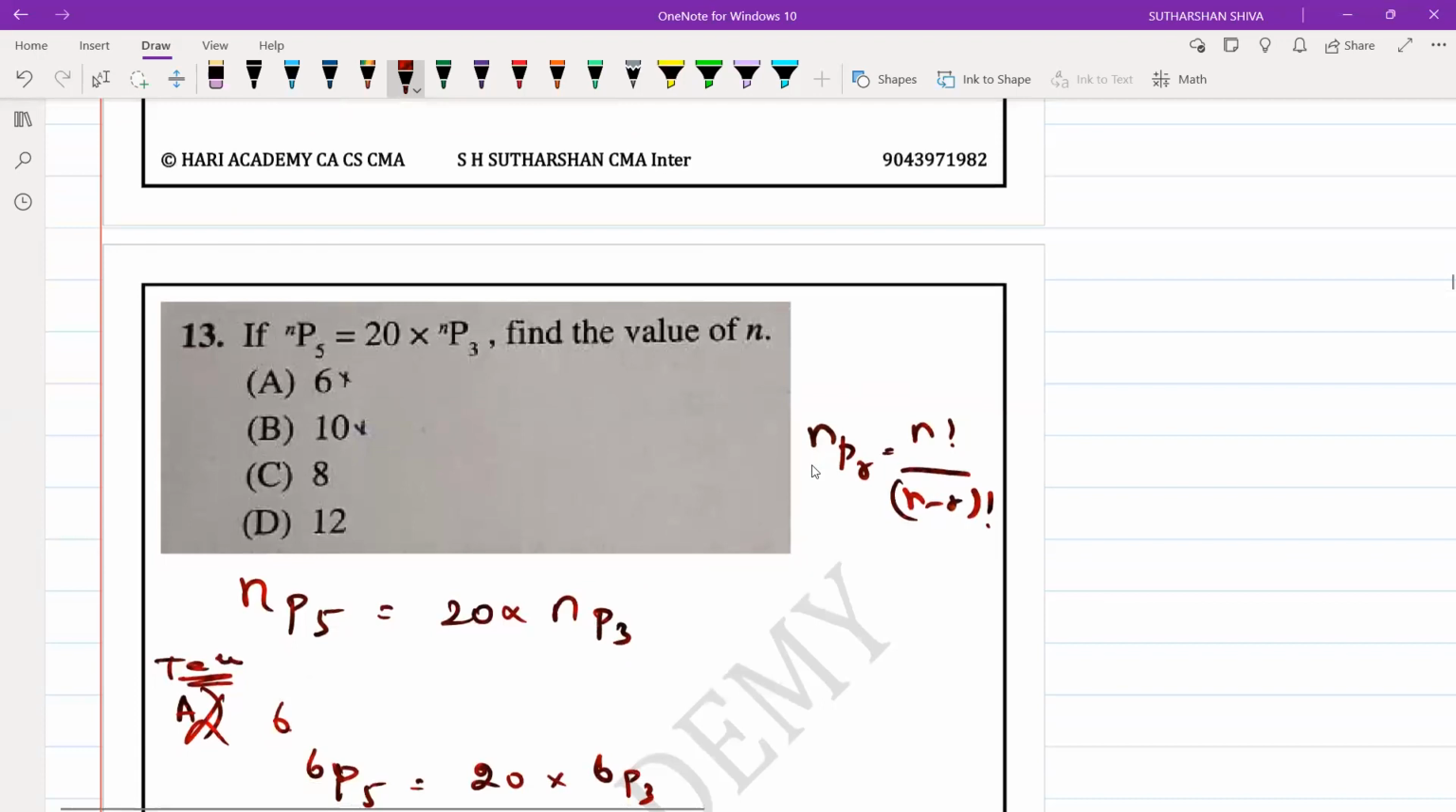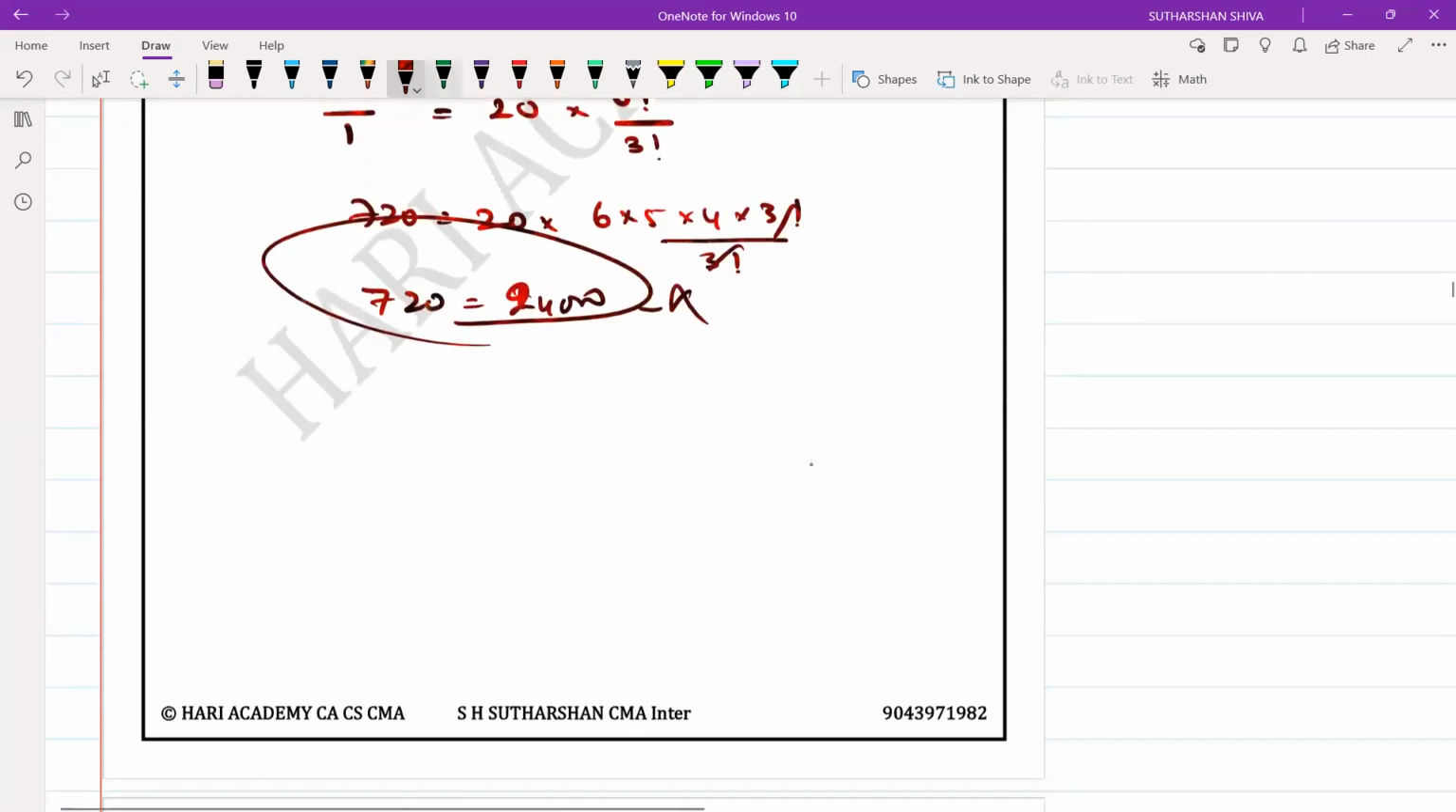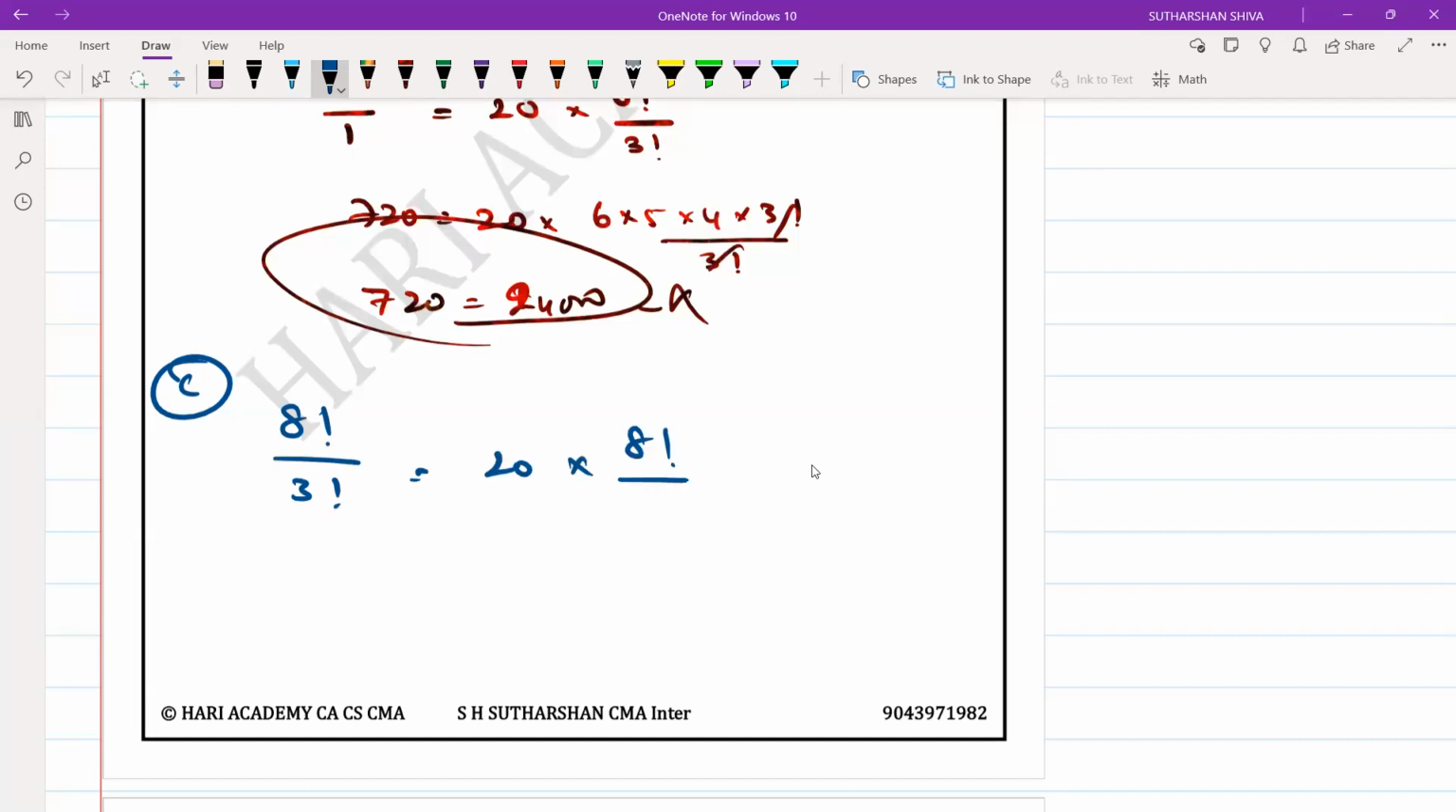Next, what is the next possible number I will get? After 6, I am going to try with option C. What is my option C? Option C is the same thing. 8 factorial divided by 3 factorial is equal to 20 into 8 factorial divided by 5 factorial. So now what I can do, this 8 factorial, what is the 8 factorial value? And I want you to remember 1 factorial up to 10 factorial. If you remember, it will become more and more easy.